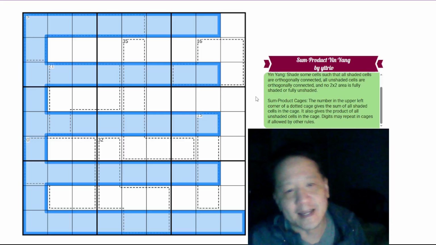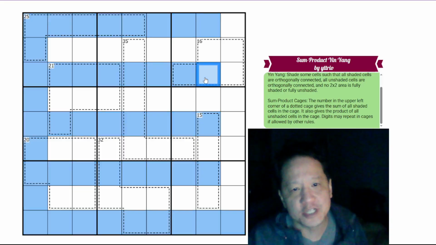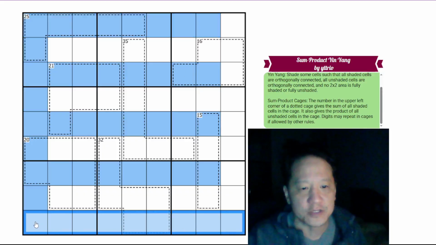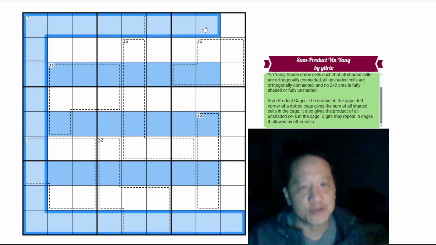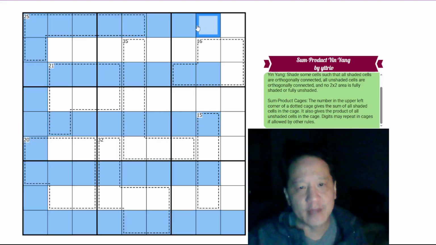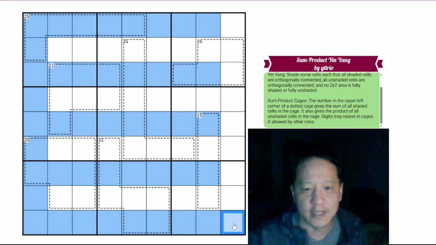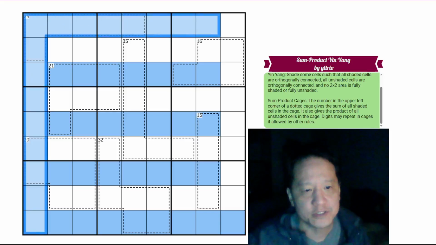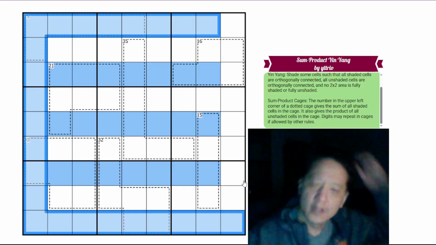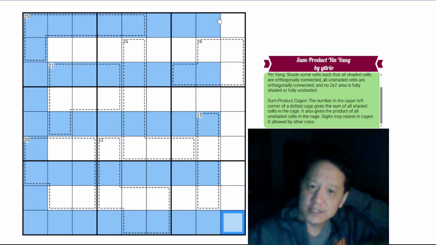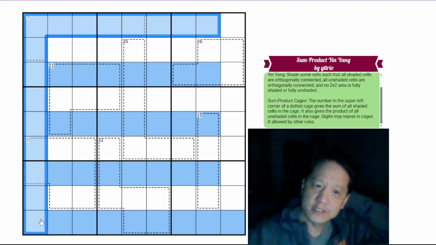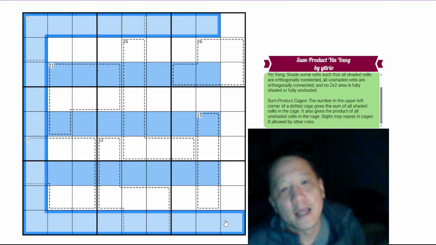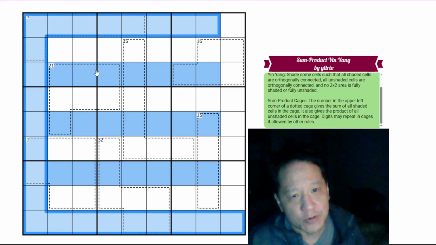So this is an example of a valid yin-yang shading, because you can get from any cell in the shaded region to any other cell in the shaded region. What does orthogonally connected mean? It means that you can get from one cell in the shaded region to any other cell in the shaded region just by going through edges, all while staying within the region. So for example, to get from this cell to this cell, you can just go through these edges here, and you'll always be in the blue region, and you don't have to go through a corner.